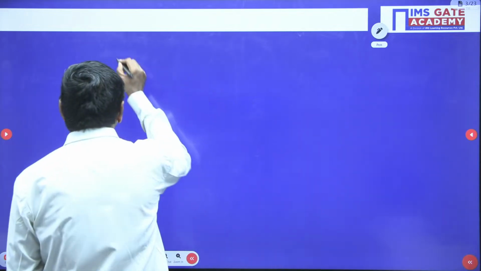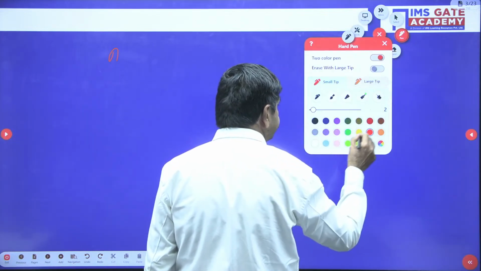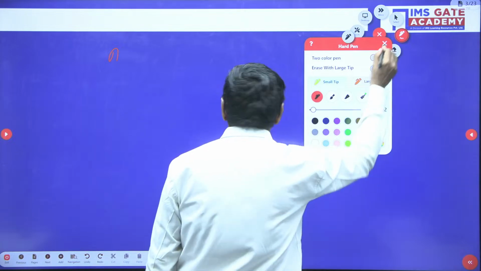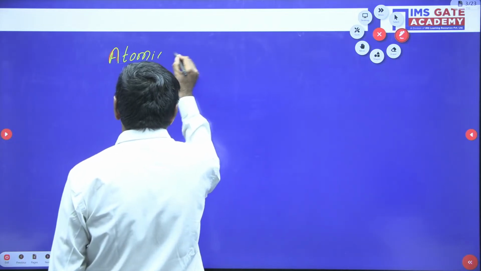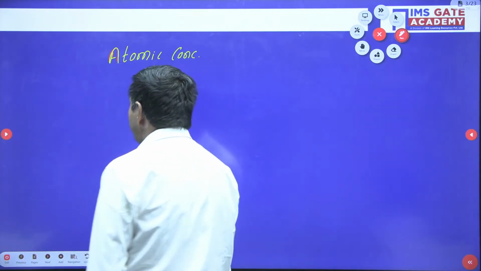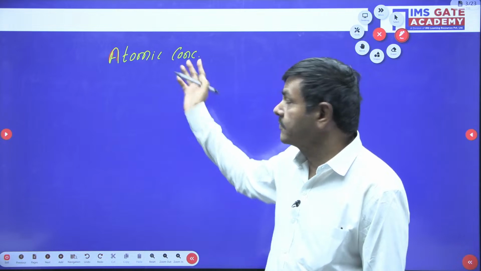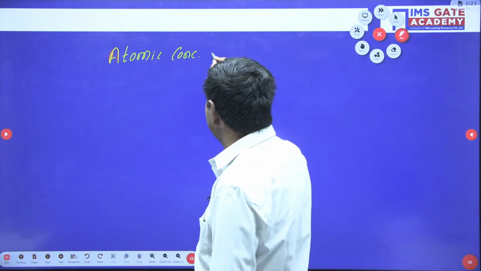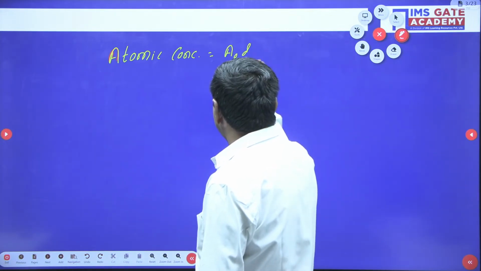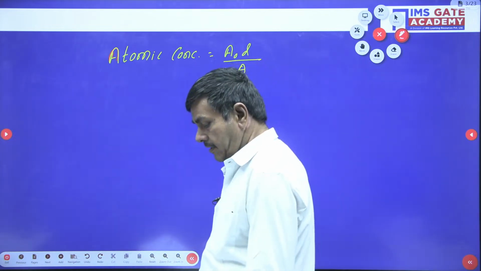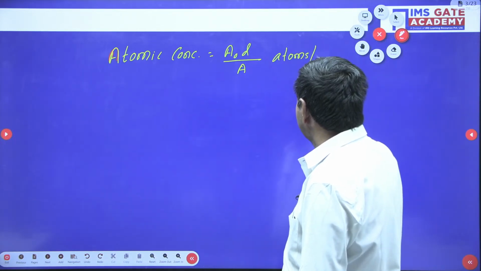Atomic concentration means the number of atoms per cm cube. To determine this, the formula will be useful. Atomic concentration equals A naught into D divided by A. I gave you the formula already. This comes in units of atoms per cm cube.